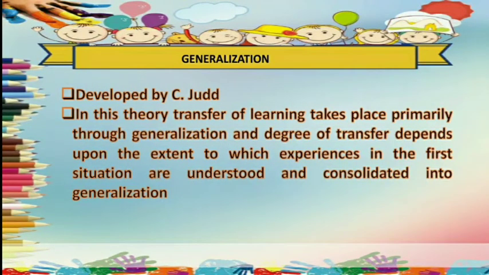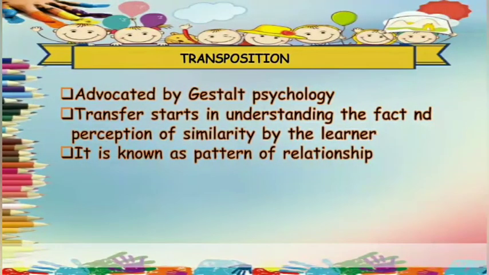Third, generalization. This theory was developed by C. Judd. In this theory, transfer of learning takes place primarily through generalization, and the degree of transfer depends upon the extent to which experiences in the first situation are understood and consolidated into generalization. Fourth, transposition. It is advocated by Gestalt psychology.